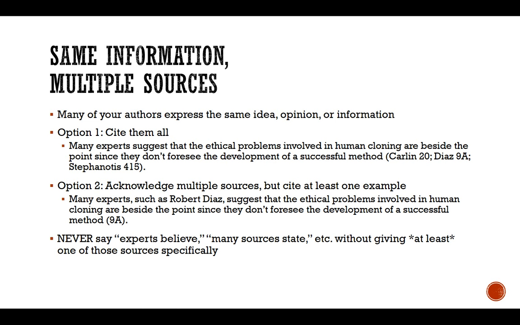One of your options is to cite all of them. Cite every single source that gives that information. This really does make you look thorough, so it can be a good boost to the ethos in your argument, as seen in the first example. Another thing you can do is acknowledge multiple sources, but just give us a citation for one of them. So say many experts, such as this one, have made this claim, and then give us a citation for that one person so we can check that out.